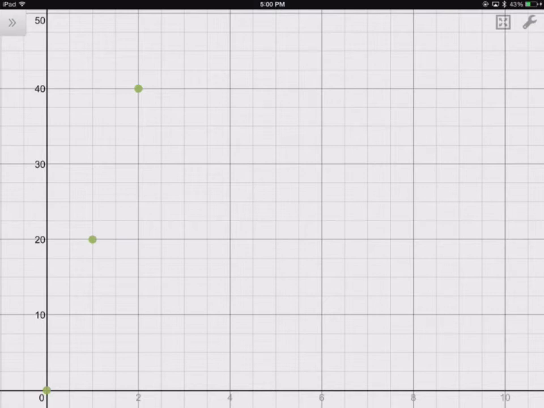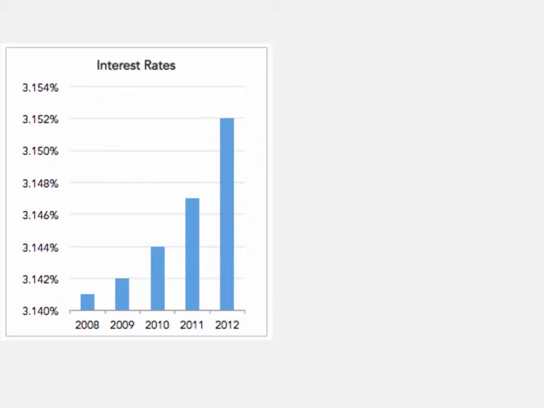So always a good idea to be very cognizant of the scale on your axes because the graph you're looking at can be quite misleading. Here's an example. Here's a graph of some interest rates in the United States in the years 2008, 2009, 2010, 2011, and 2012. Really makes it look like interest rates were going up pretty quickly through those years.